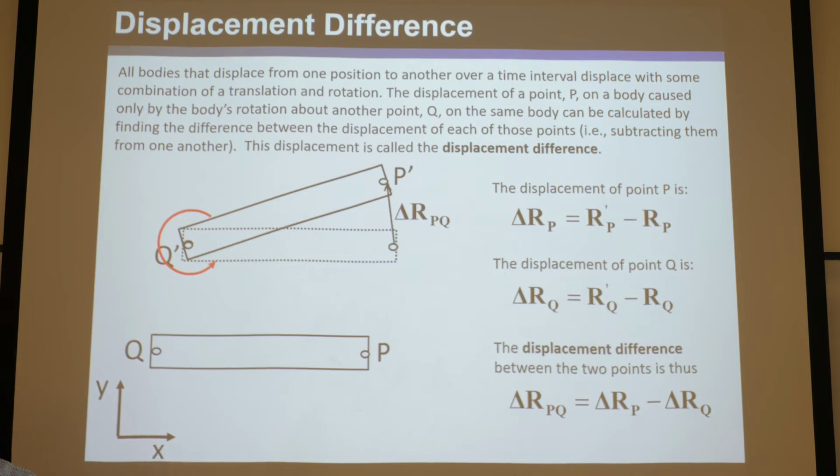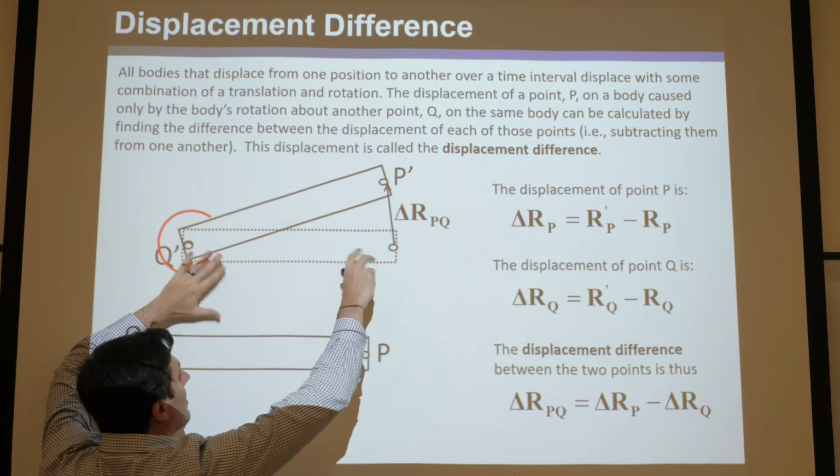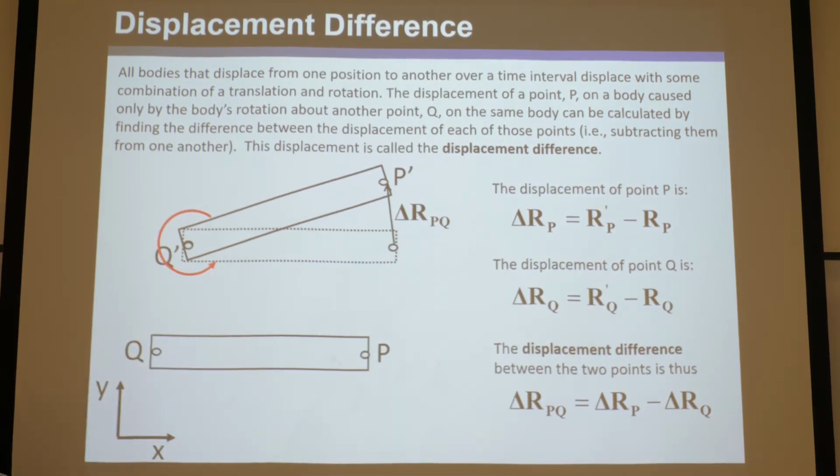about the other point solely. And it just kind of removes this whole translational component from it. It just tells you the rotation, the translation caused by the rotation about that point. It's pretty confusing actually, but you'll get the hang of it and see why this is important.